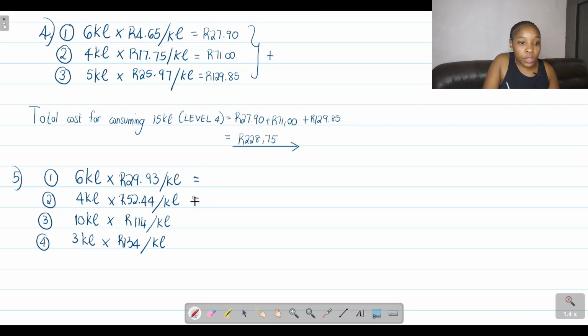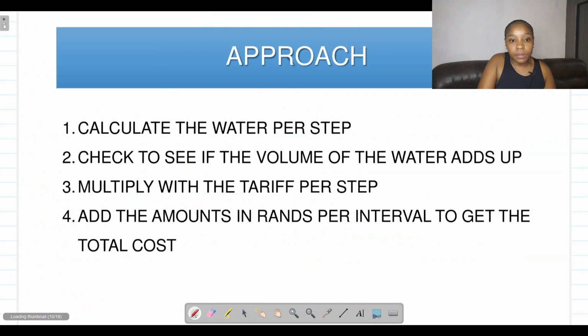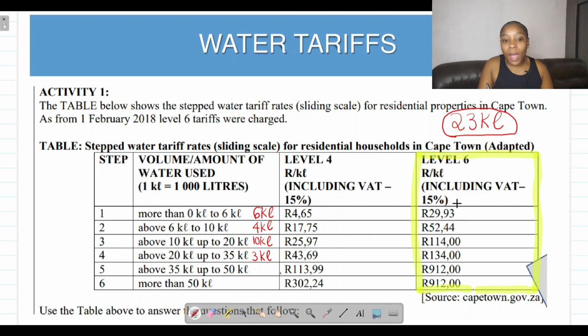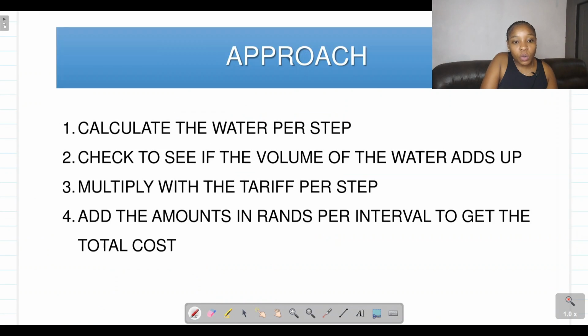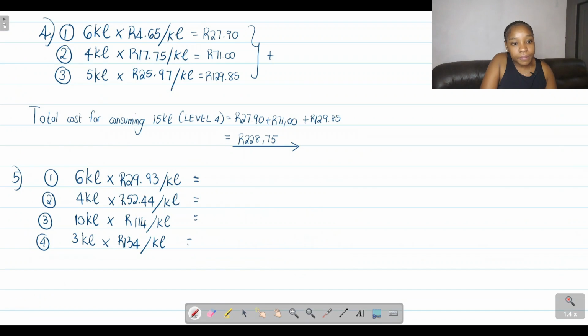All right. So basically, guys, just to reiterate, we are focusing on level number 6, right? So that is basically why I said 6 times 29.93, 4 times 52.44, 10 times 114, and 3 times 134, right? So that is basically why I did that, right? Let's punch all these values into our calculator.